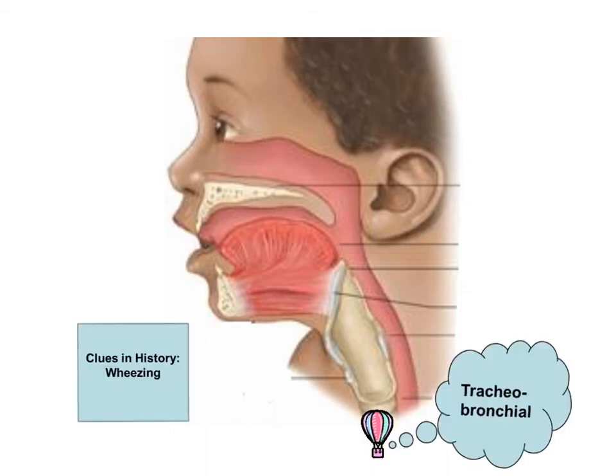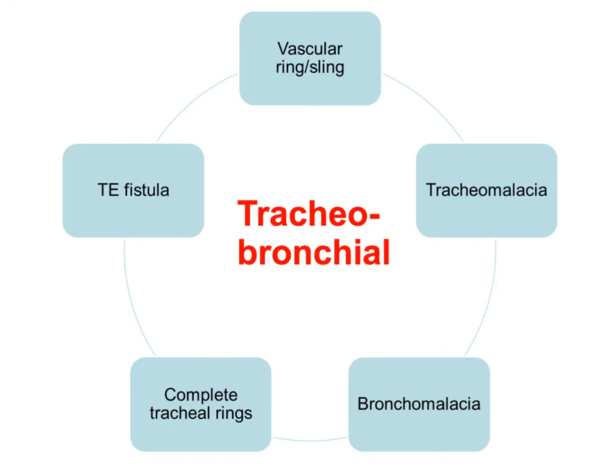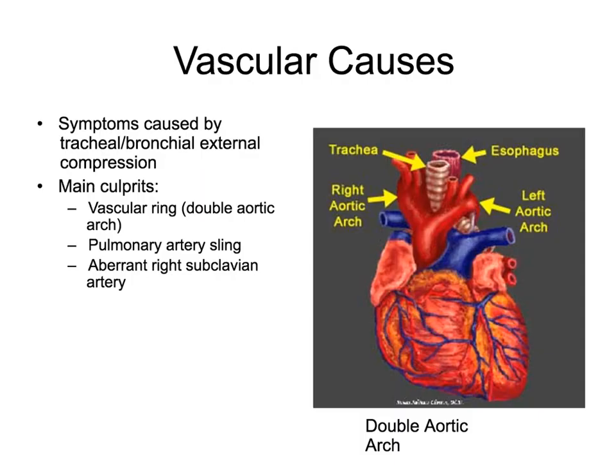Clues in the history would be wheezing. Differentials here include a vascular ring, TE fistula, complete tracheal rings, bronchomalacia, and tracheomalacia. Vascular causes include vascular ring, usually a double aortic arch, pulmonary artery sling, or an aberrant right subclavian artery. Symptoms are caused by compression of these vessels on the tracheobronchial tree.